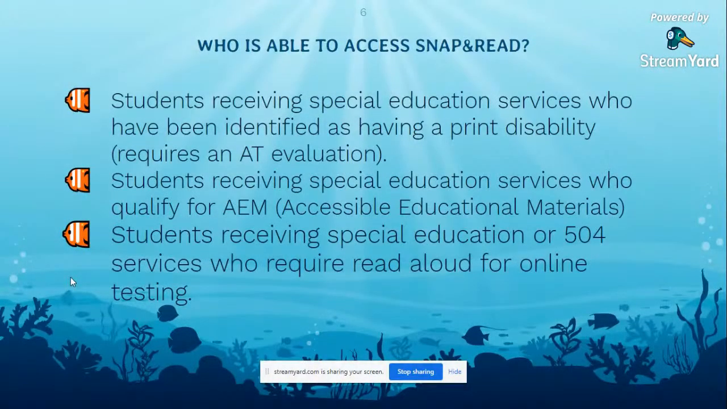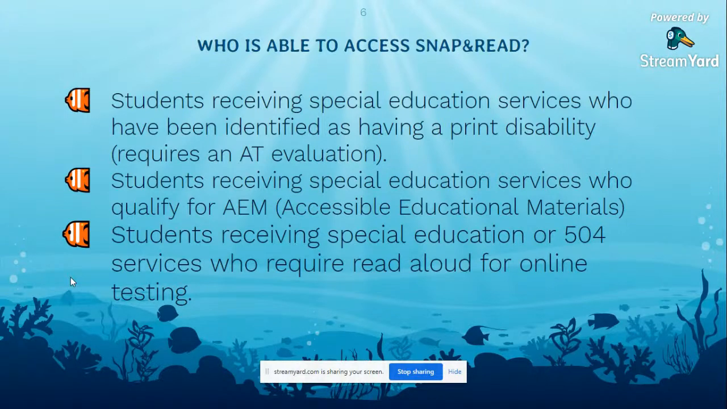So who is able to access Snap&Read? Students receiving special education services who have been identified as having a print disability, and those students require an AT evaluation. And then students that are receiving special education services who qualify for AIM, or accessible educational materials. And students receiving special education or 504 services who require read aloud for online testing.